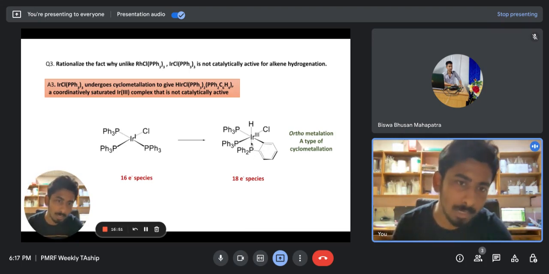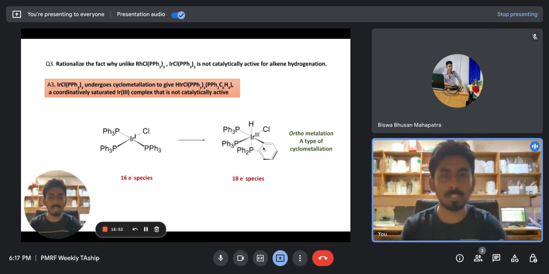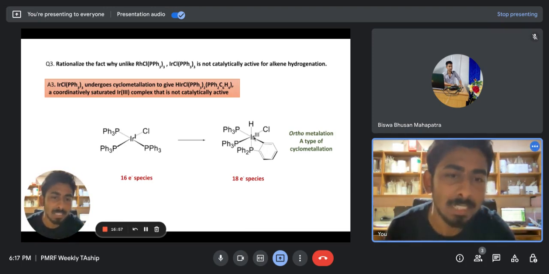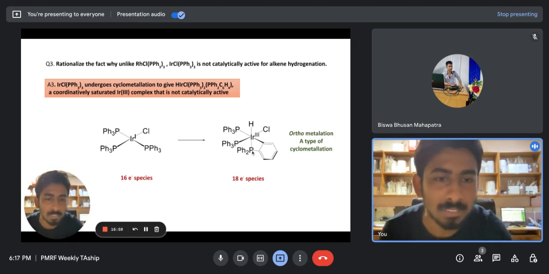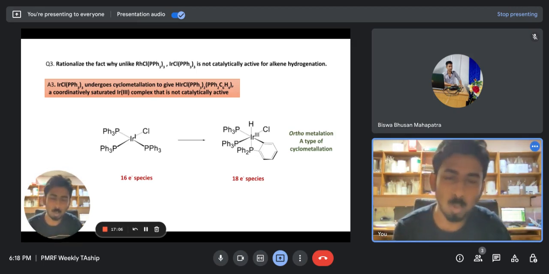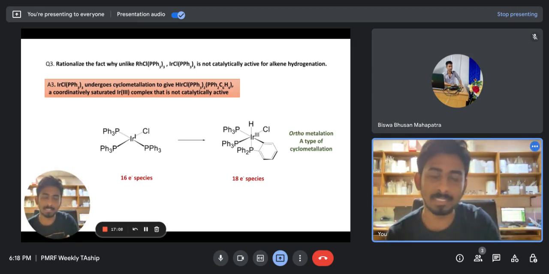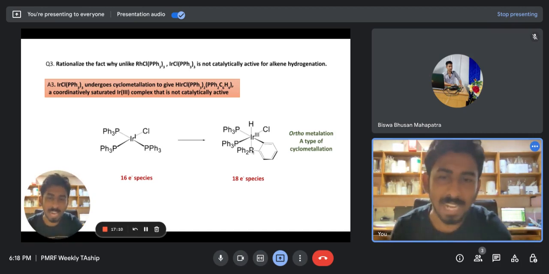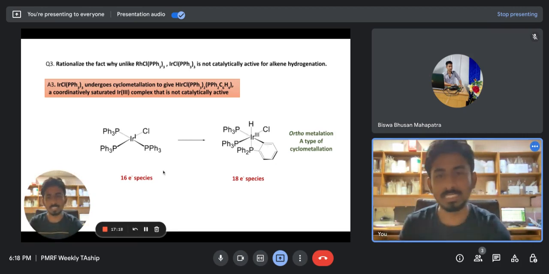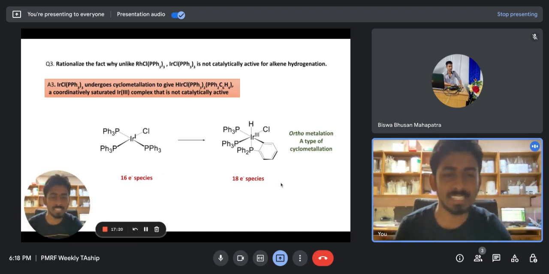Since we are obtaining a cyclometallated product, this is a cycle that has 1, 2, 3, 4 members. In this four-member cycle, one member is the metal, another is the carbon, and one is the phosphorus. So it is a type of cyclometallation reaction where the metal center has so much of this field effect that it activates one of the ancillary ligand C-H bonds, and it gets bound to iridium to produce the cyclometallated species. The 16 electron species goes to an 18 electron species.